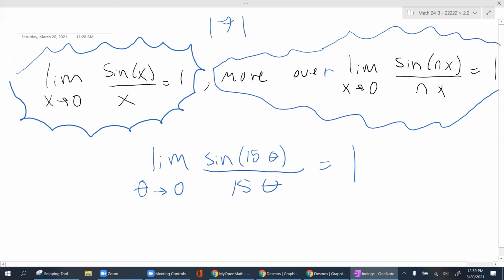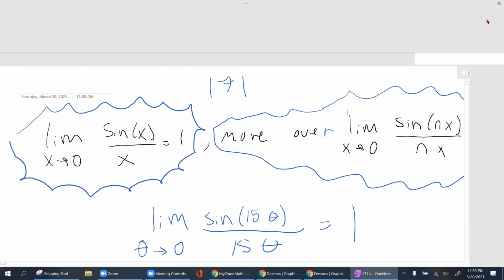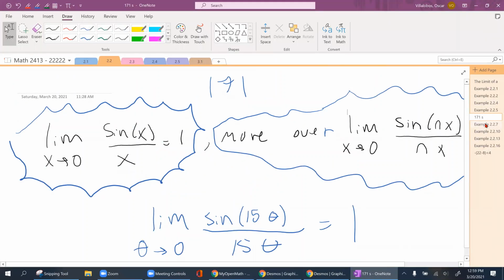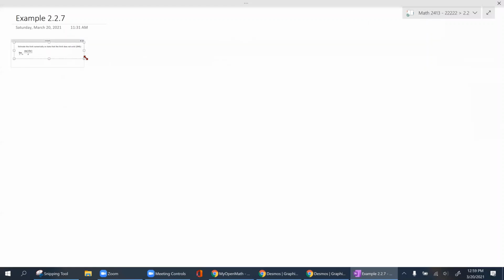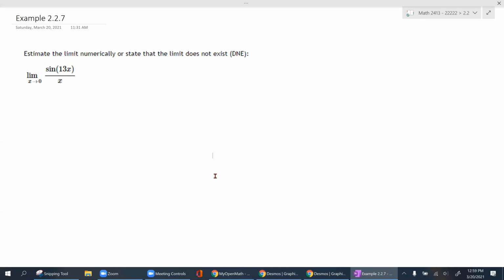If you don't see that pattern, then what do you do when that happens? Exactly. I have an example here. Evaluate, estimate the limit numerically, or state that the limit does not exist. Okay, so we have the limit as x approaches 0 of sine of 13x over x.